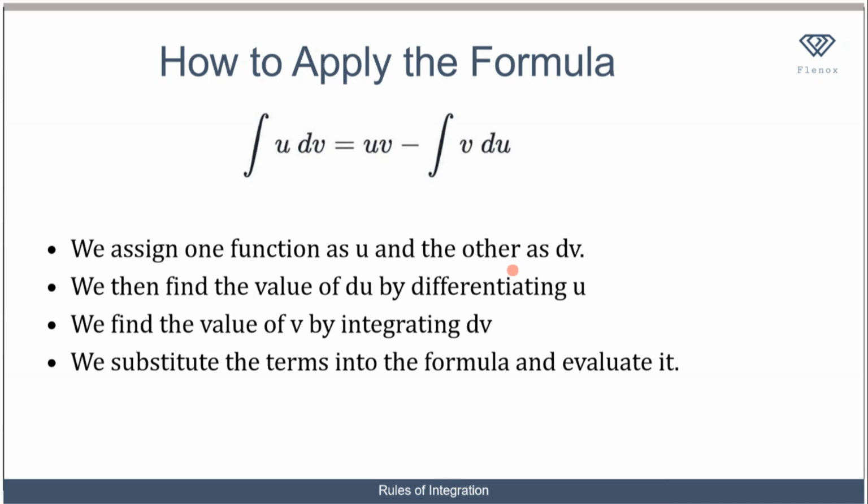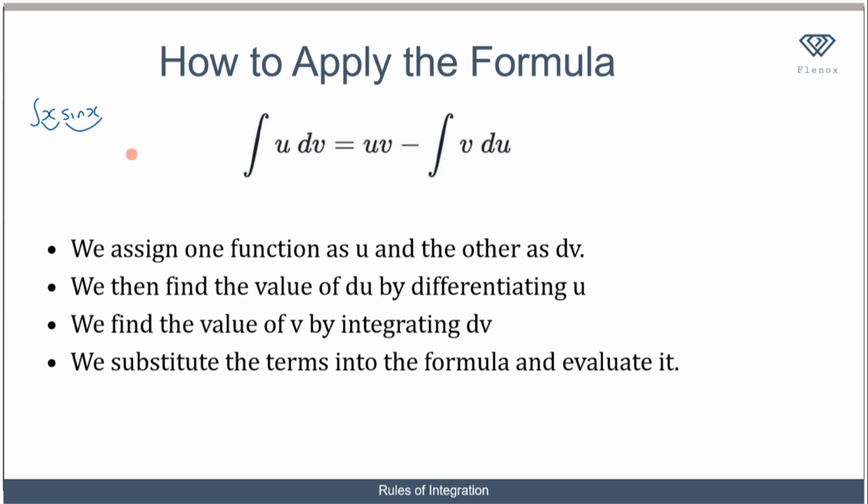So how do we go about this? How do we apply the formula? We said that it is usually done when we have two functions together. For instance, let's say we are told to integrate x times sine x. So now we have two terms here: the x term and the sine x term. So we have the product of two terms, so we can apply the integration by parts rule.